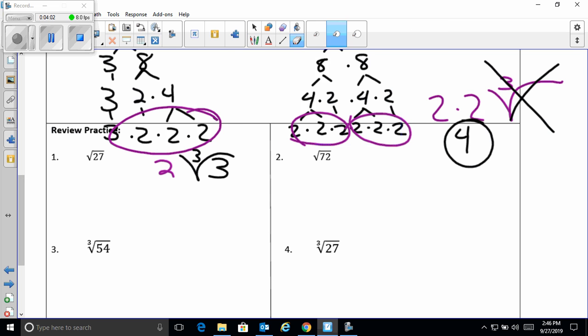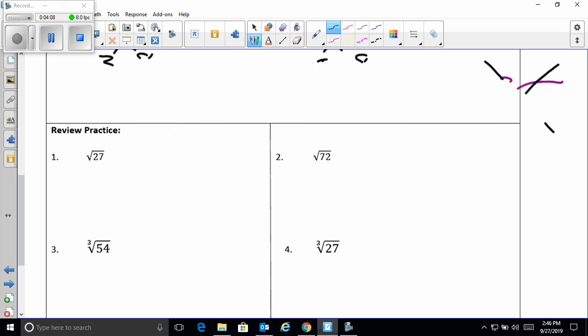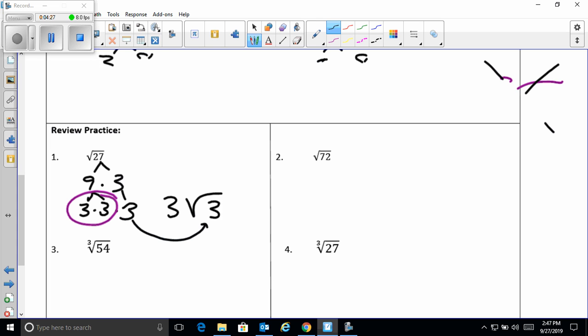All right, so looking at these practice problems, we're going to erase this here, clear up some space. If I'm breaking down 27, it breaks down to 9 and 3. 9 breaks down to 3 and 3. Bring that other 3 down. Looking for a pair of 3s. So what comes out is a 3, and what stays in is another 3. He doesn't have a partner. He's got to stay in there. That would be a perfect pair for a square root.